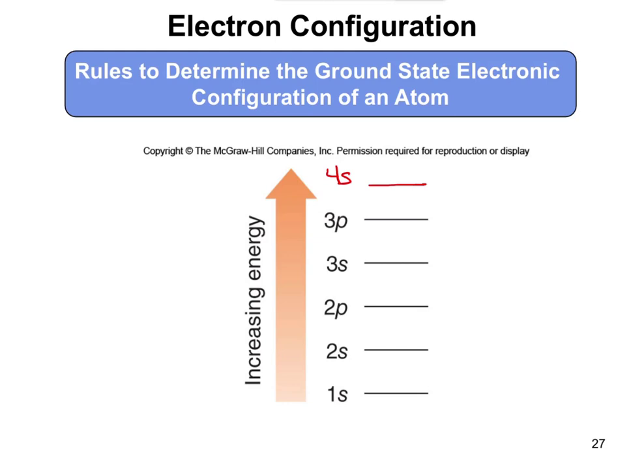Now, a lot of times people will say, well, what about the D ones? Why don't we worry about 3D? How come you're going straight to 4s and not 3D? And the reason is, if we were to add 3D on this chart, 3D actually goes above 4s. And this is why I say it gets complicated, right? So you actually go 4s, then 3D, then 4p, and it gets a little bit complicated.